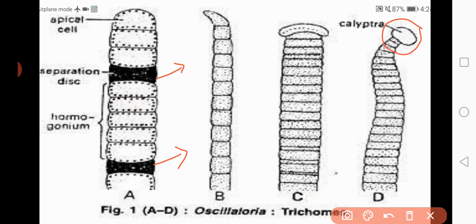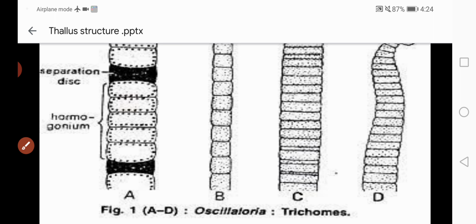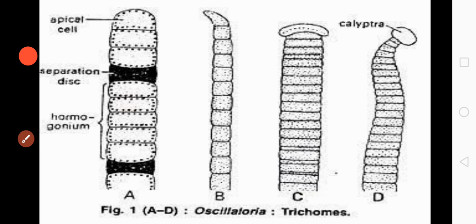Now, a small piece of the filament between the necridia is called hormogonium. Okay, now this portion is called hormogonium. Is that clear? So hormogonium is nothing but a small piece of the filament between the adjacent necridia. These are called hormogonium. Is that clear? So these are about the thallus structure of Oscillatoria.